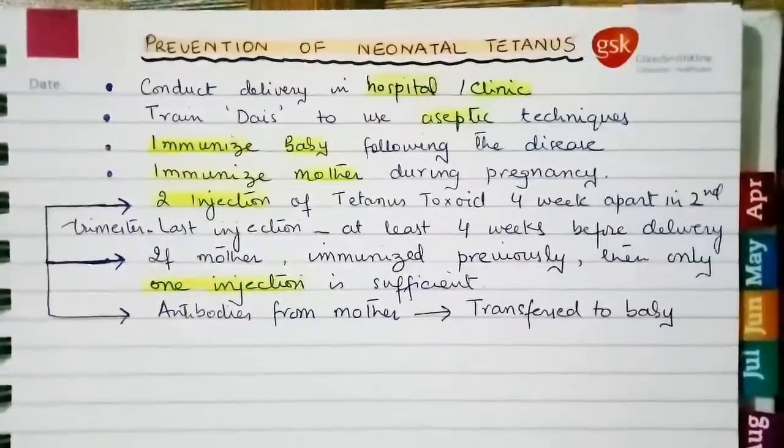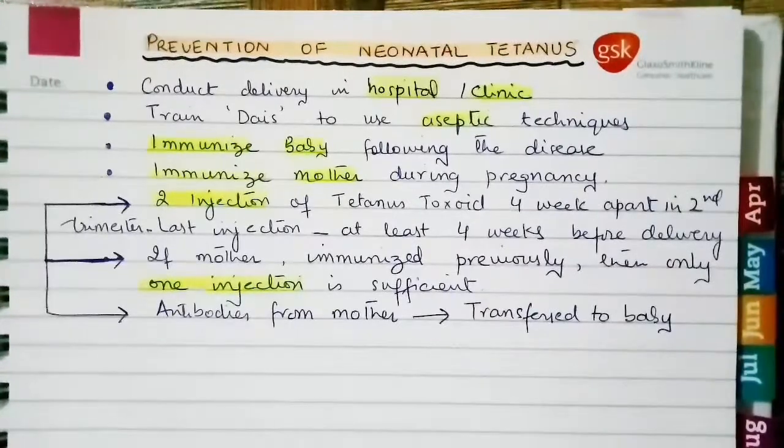For prevention of neonatal tetanus, the following strategies should be done. Delivery should be conducted in a hospital. Dais should be properly trained to use aseptic techniques. Baby should be immunized following the disease. Mother should be immunized during pregnancy, by 2 injections of tetanus toxoid, 4 weeks apart, in the second trimester of pregnancy. Last injection should be given at least 4 weeks before delivery. If mother has been immunized previously against tetanus, then 1 injection of tetanus toxoid during pregnancy is sufficient. Antibodies transferred to the baby from mother protect against neonatal tetanus.